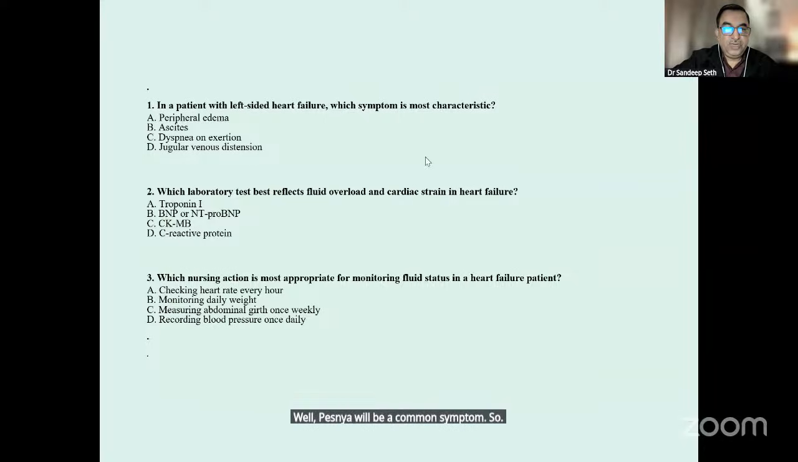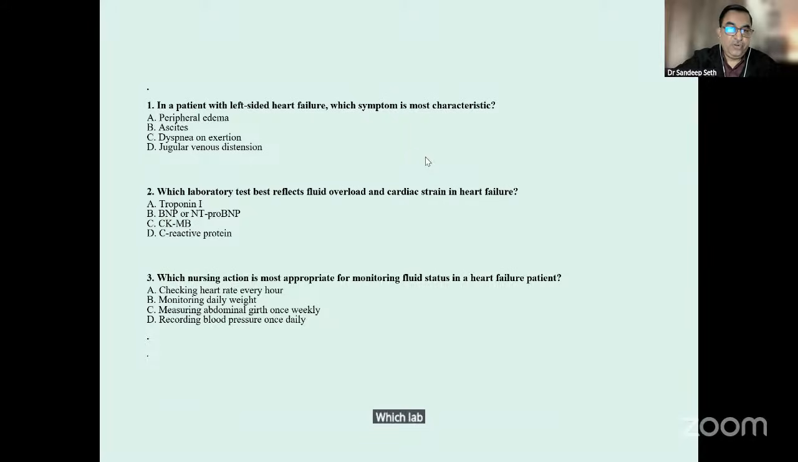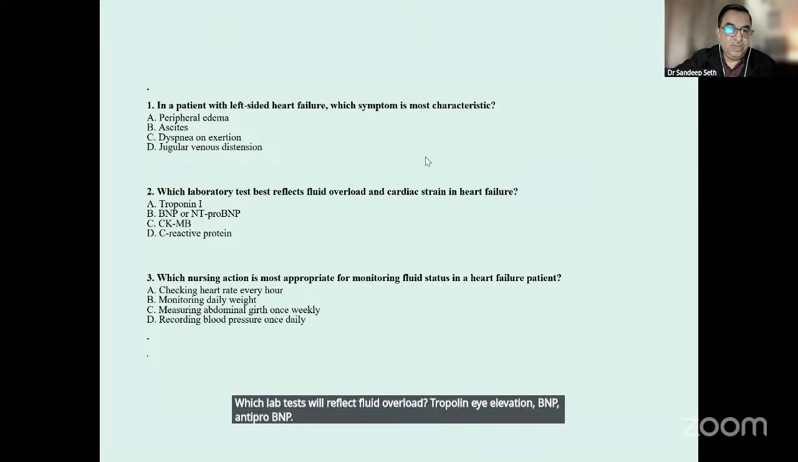So the next question, which laboratory test best reflects fluid overload and cardiac strain in heart failure? Which lab test will reflect fluid overload? Troponin I elevation, BNP, NT-proBNP, CKMB, or C-reactive protein.